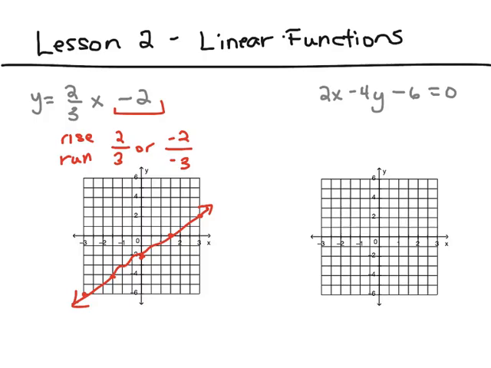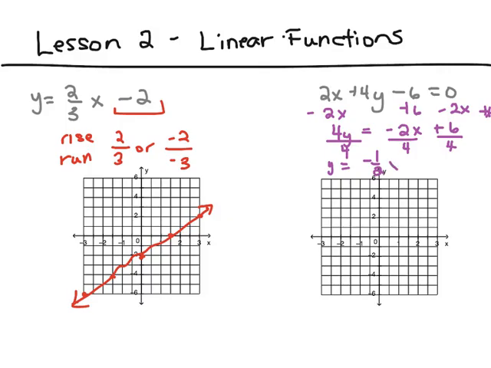For the last one, it's not in slope-intercept form. So to put it in that form, we're going to move everything that's not the y to the other side. We're going to minus 2x from both sides, and we're going to add 6 to both sides. So we're left with 4y is equal to negative 2x plus 6. And we need to get y by itself, so we divide by 4. So we're left with y is equal to negative 1/2 x plus 1.5.